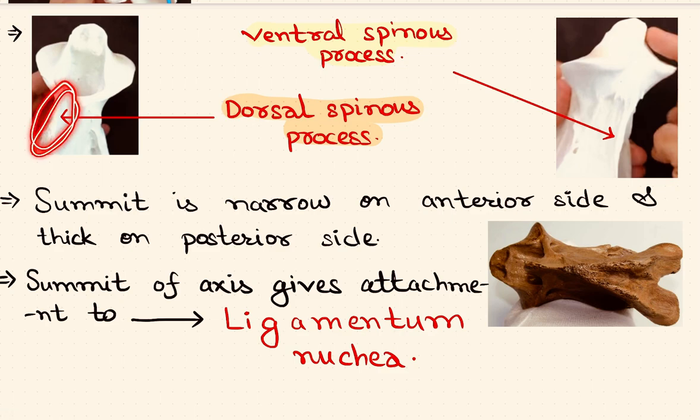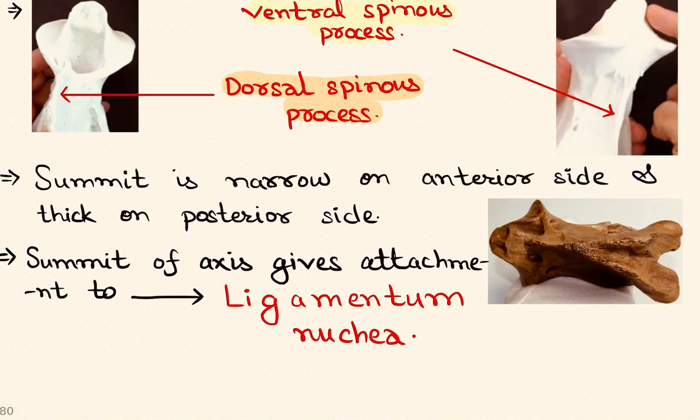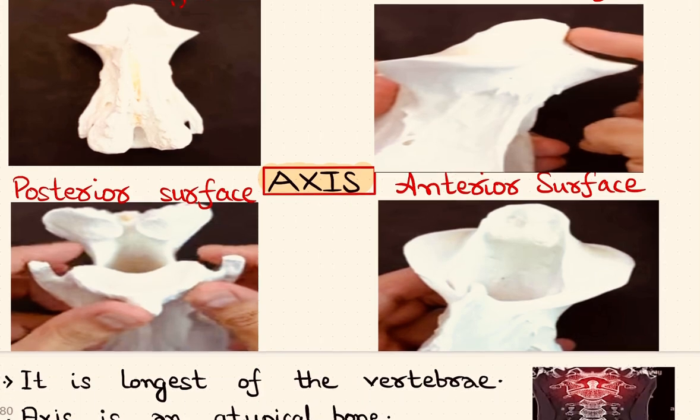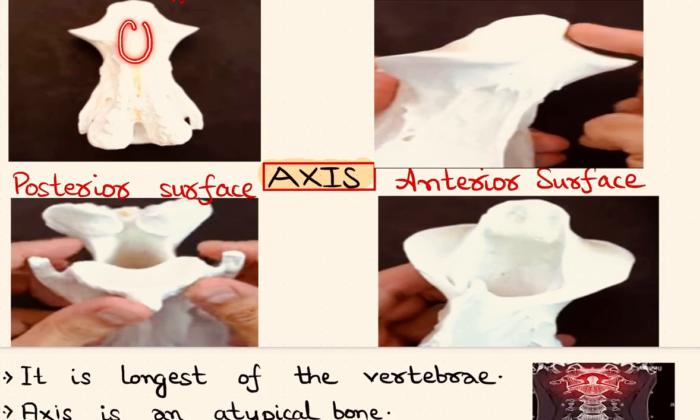Okay. So we have two spines. In the dorsal end, we have this dorsal spinous process, and in the ventral, we have this ventral spinous process. You can see the summit, the topmost point of this dorsal spinous process, is narrow. It is thin on the anterior side and thick on the posterior side, as you can also see in this diagram here. The anterior side of the summit is thin and the posterior side is thick.